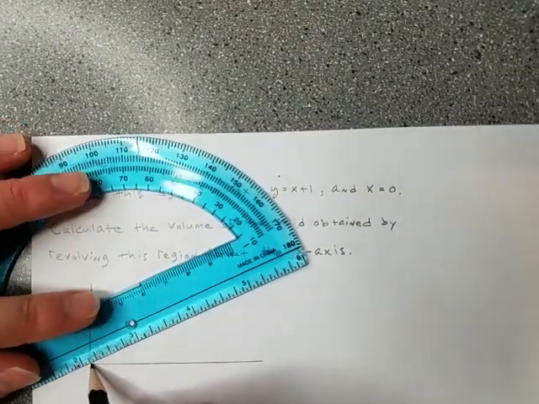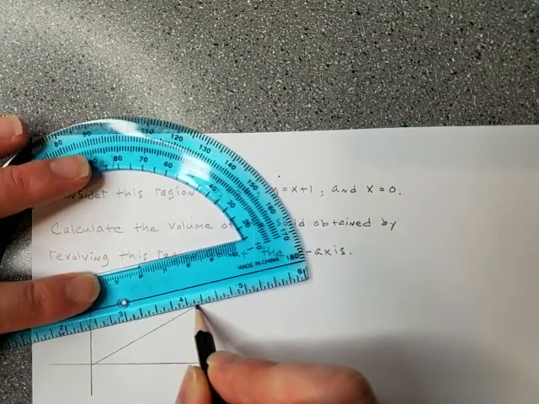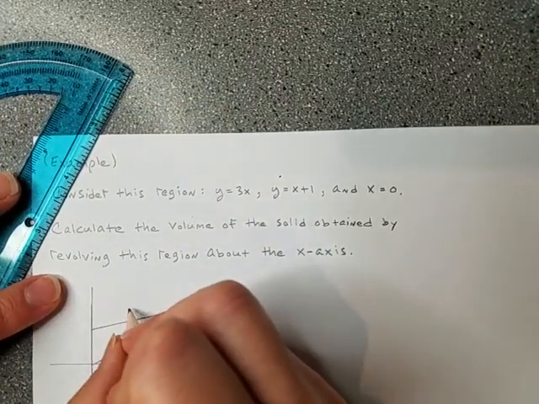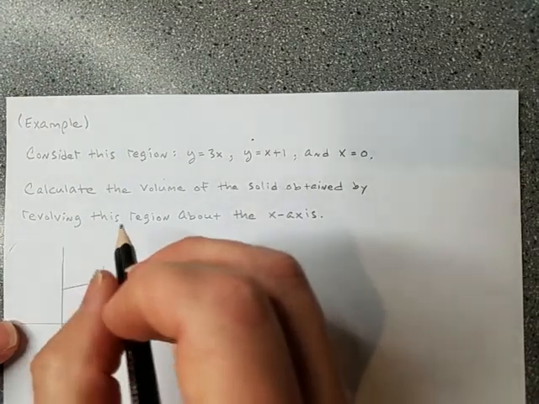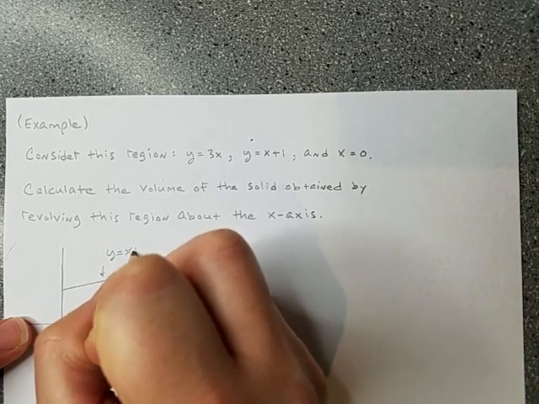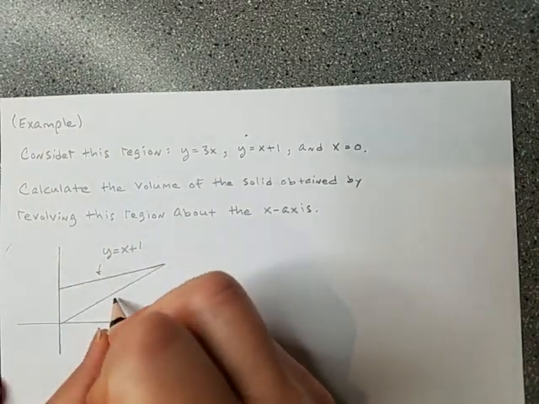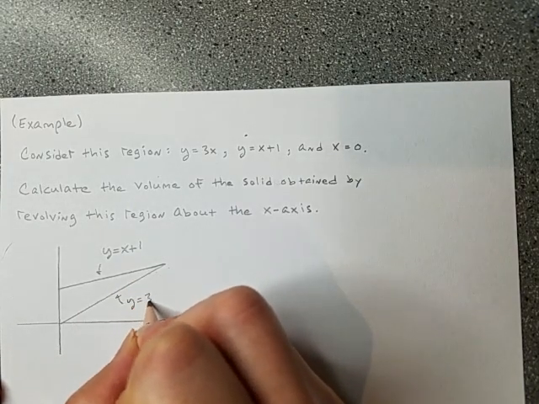Now, whenever I draw this stuff, I don't draw it to scale. I just draw it for teaching purposes. I'm not at all trying to do a scale picture. But this is what it looks like. There's y is equal to x plus 1. And that's roughly how it would come together with y is equal to 3x.